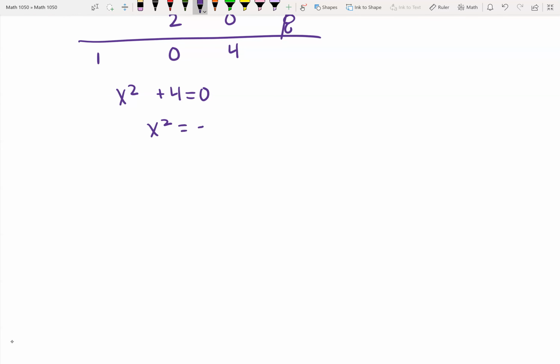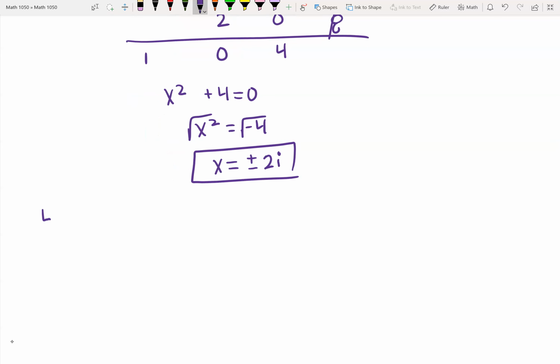So just bring your 4 over, x to the 2nd equals -4, square root it, and you get x equals. Remember, when you square root, you have to include the plus and minus, and the square root of a -4 is a 2i. So that's it. Those are your remaining. Okay, question number 4.